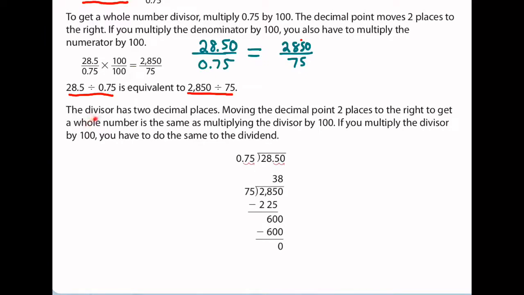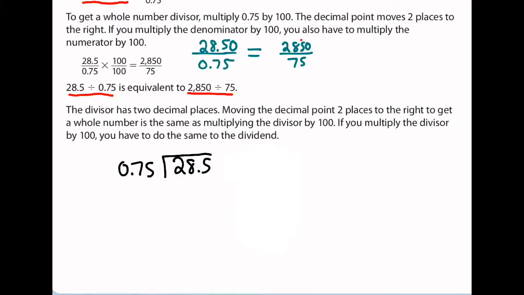So follow along here. It says the divisor has 2 decimal places. Moving the decimal point 2 places to the right to get a whole number is the same as multiplying the divisor by 100. If you multiply the divisor by 100, you have to do the same to the dividend. So let me show you what they're talking about. So here's the original problem, 28.5 divided by 0.75. So do you remember up at the top here, I multiplied 0.75 times 100 to get 75. Well, what I'm going to do is do the same here. I'm going to move my decimal twice to the right, which changes that to a 75. So that's the same as multiplying it by 100.